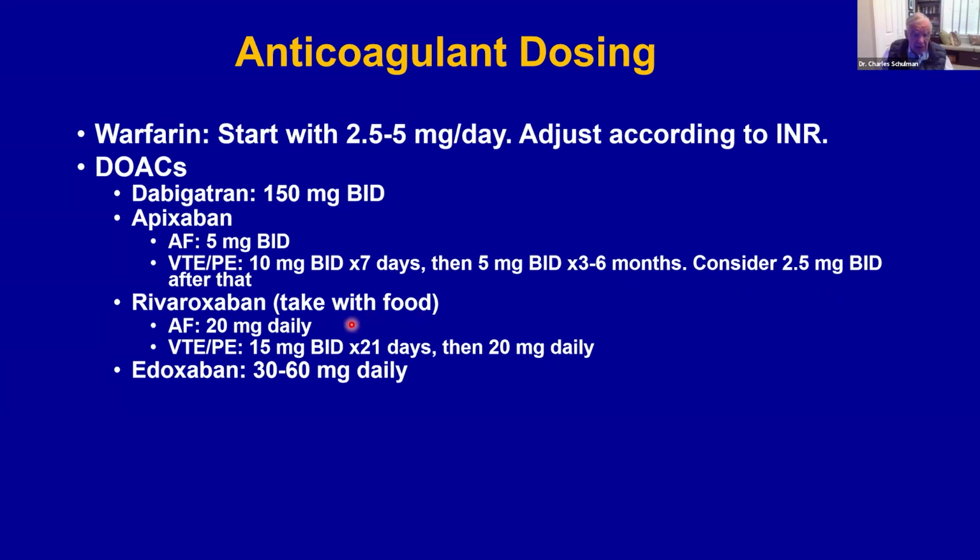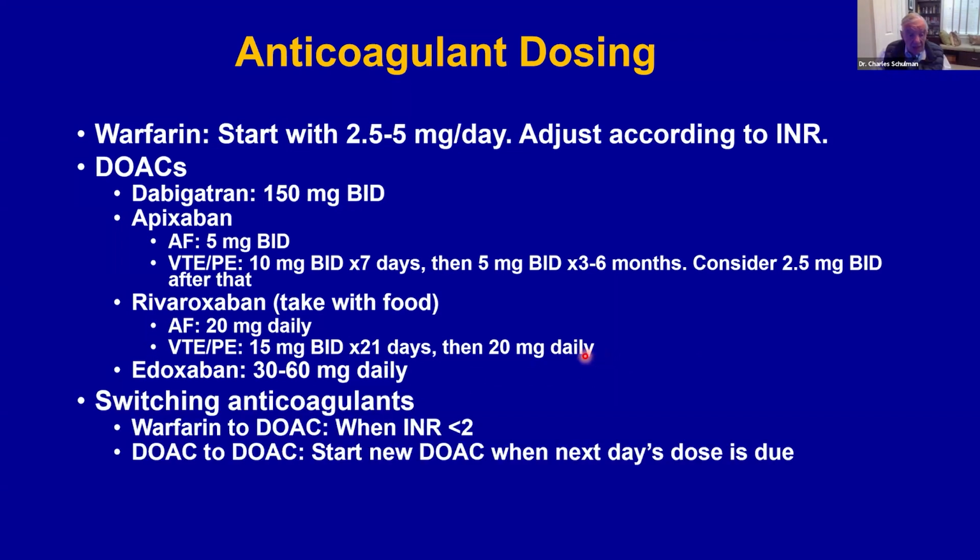For rivaroxaban, the dose for AFib is 20 milligrams. Incidentally, remind people to take it with food. For VTE-PE, 15 milligrams twice a day for 21 days, then 20 milligrams daily. For edoxaban, 30 to 60 milligrams a day.